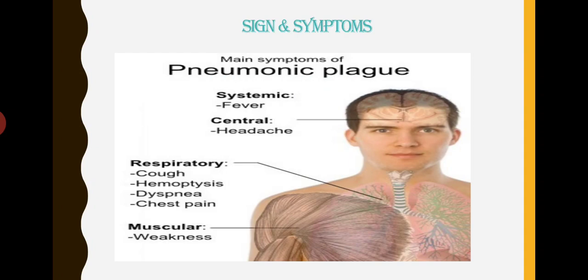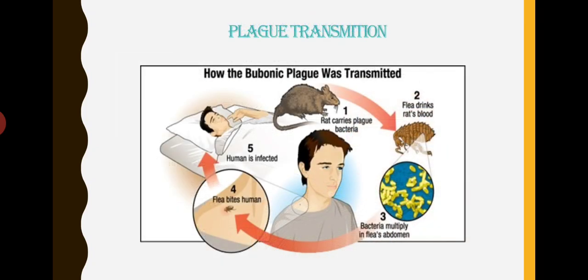Now, what are the signs and symptoms of plague? They include systemic signs, including fever, then central signs, including headache, respiratory signs, including cough, hemoptysis, dyspnea, chest pain, and muscular signs including weakness. These are the various signs and symptoms of the plague. How is this plague transmitted?